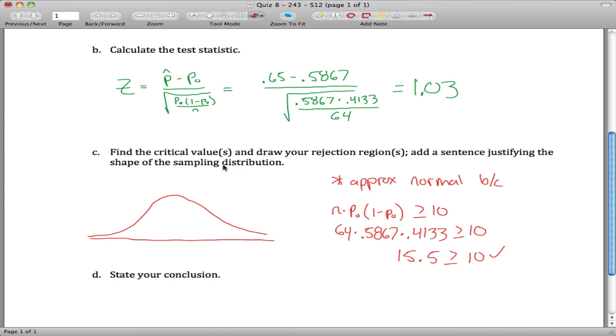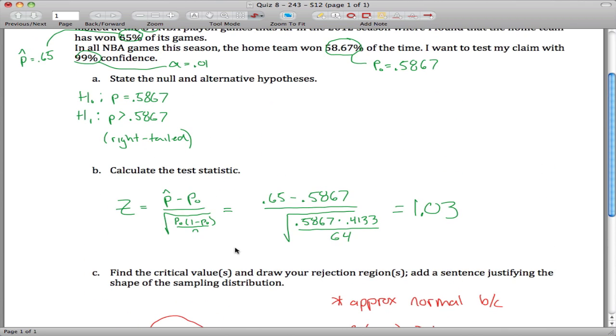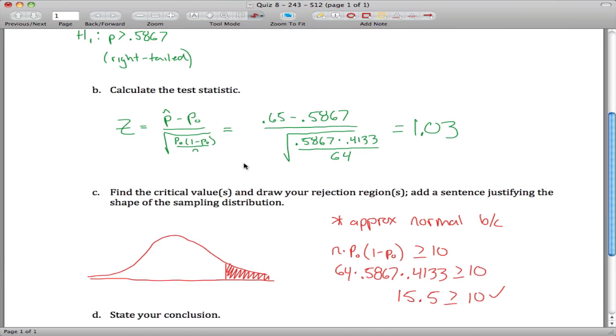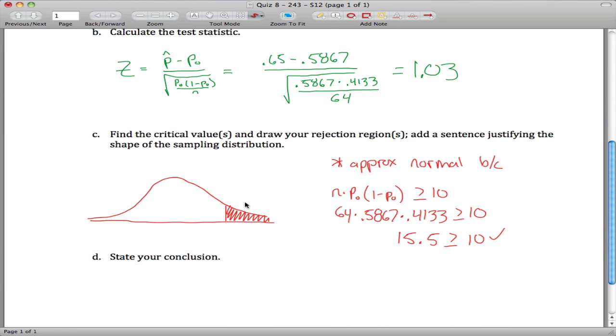This is a right-tailed test. So my rejection region is over here on the right-hand side. My alpha is equal to 0.01, so that means this right here has area of 0.01. So what you need to do is figure out what Z value will leave you with 1% of the data in the upper tail. You can figure that out by going to a table and looking for 0.99. And that comes at about 2.33, give or take. So this critical value here is 2.33.